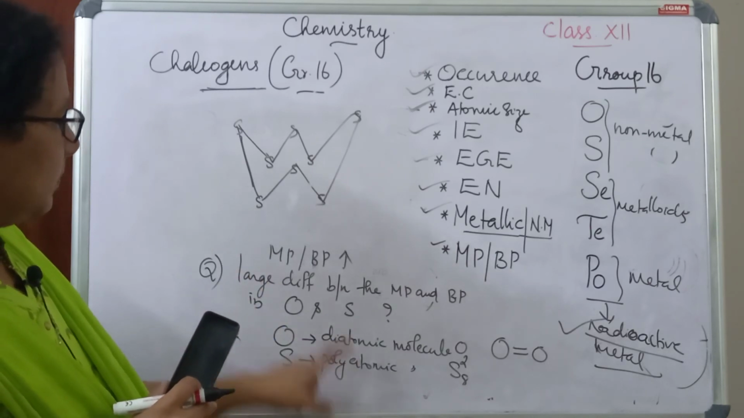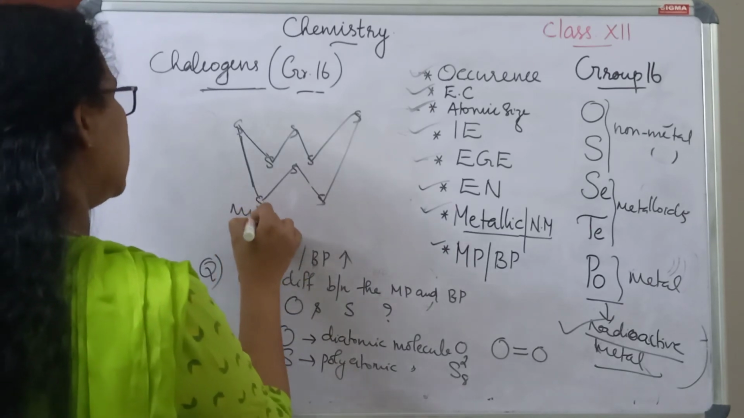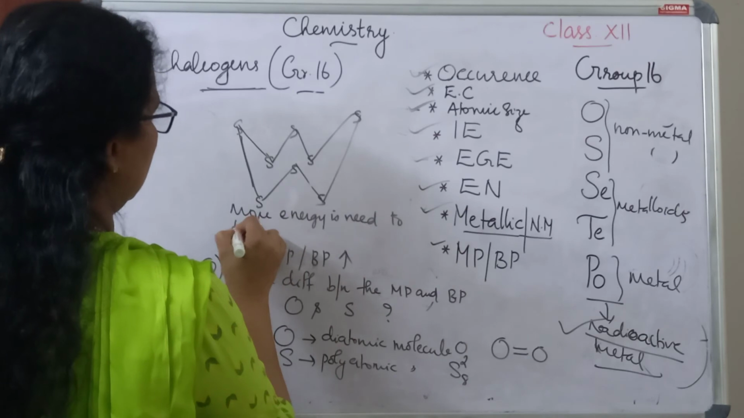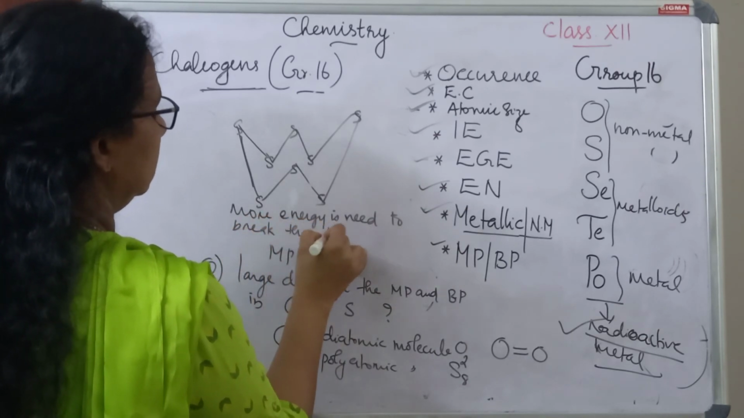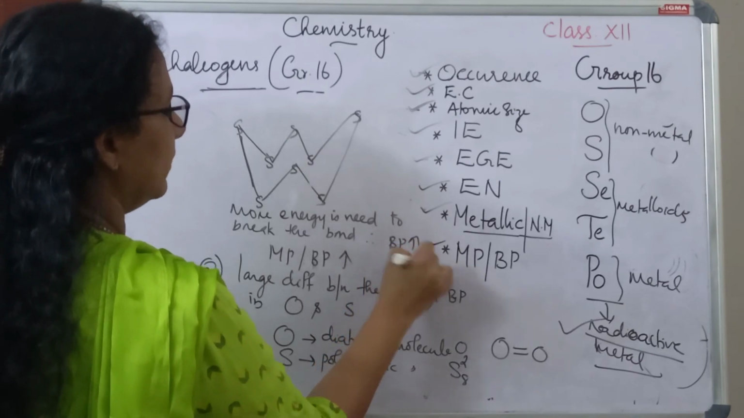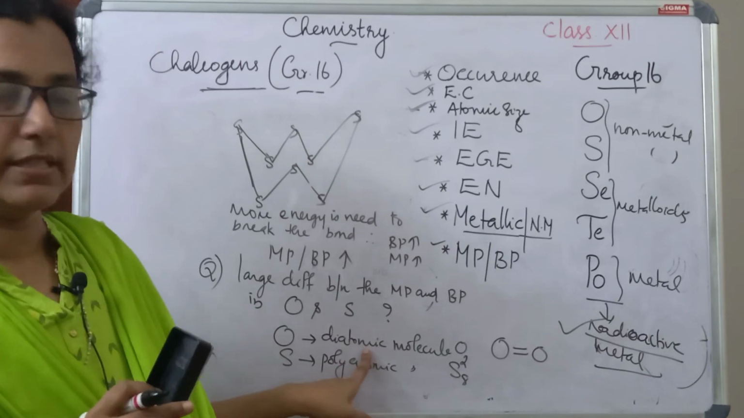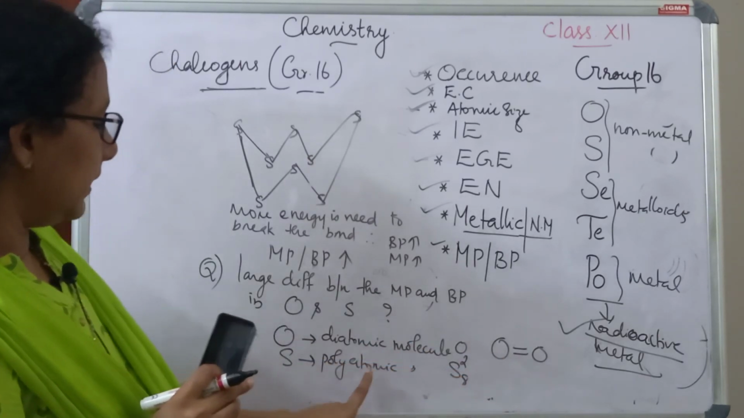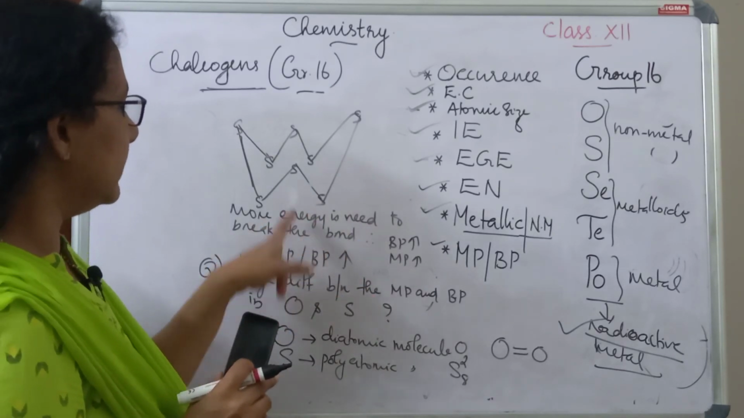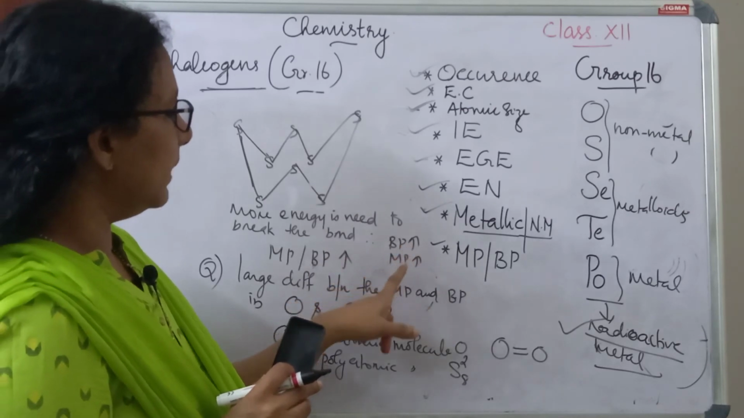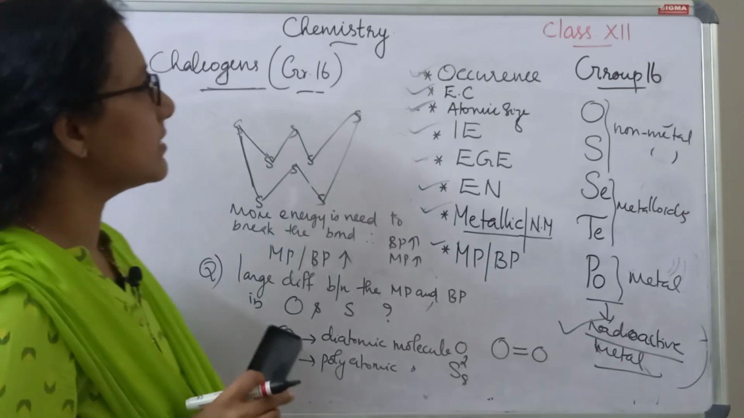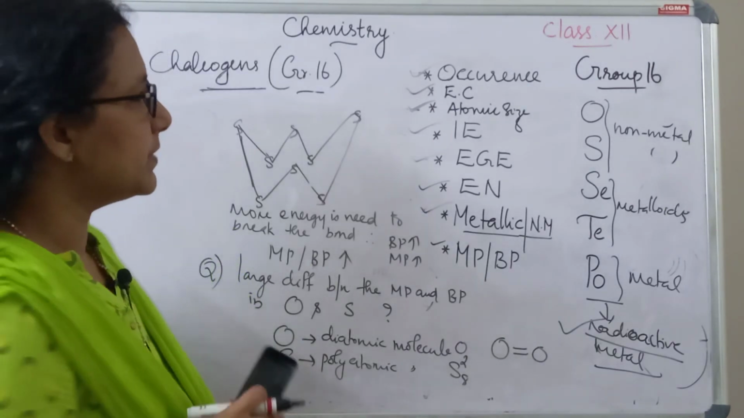Since it is polyatomic, more energy is needed to break this type of bond. Therefore, more boiling point and melting point. In the case of oxygen, it is diatomic in nature, like O double bond O. But in the case of sulfur, it is polyatomic. So more energy is needed to break this type of bond, and there will be more melting point and boiling point. So this is about the trends and some physical properties of group 16 elements.